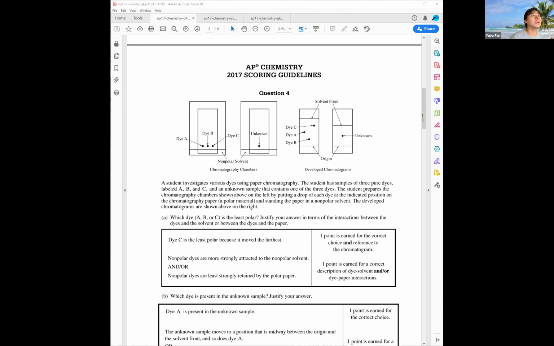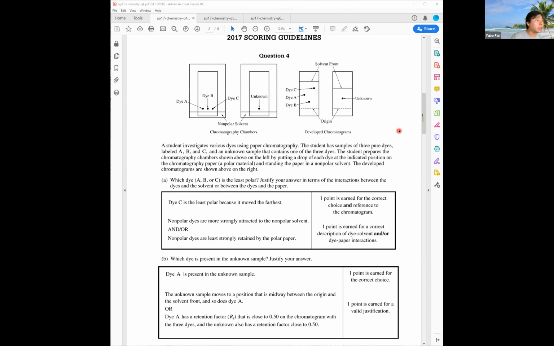So first question, which dye, A, B, or C, is the least polar? Justify your answer in terms of the interaction between the dyes and the solvent or between the dyes and the paper. Okay, so first we can tell, the 3 dyes are shown here. The least polar should run the fastest. Okay, so dye C is the least polar because it moves the fastest.